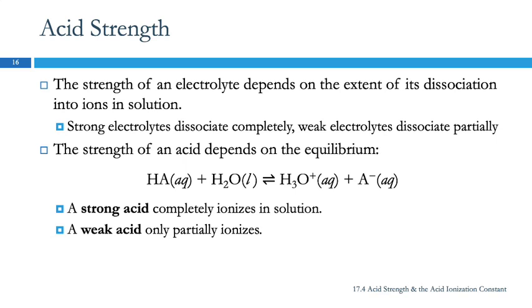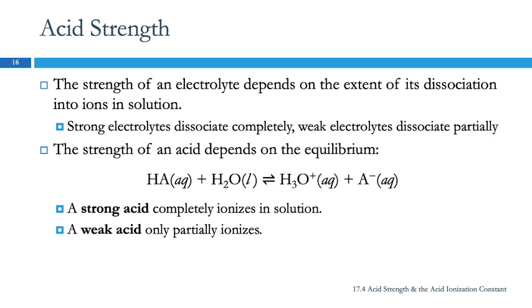So we use the same idea for talking about the strength of an acid. So an acid reacting with water will form hydronium ion, which is essentially hydrogen ion, right? It's donating a proton to the water, and A minus. So this is the conjugate base of this acid. If this equilibrium goes all the way to the right, then it's a strong acid. It reacts completely.